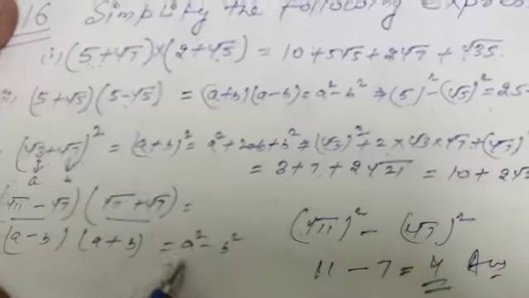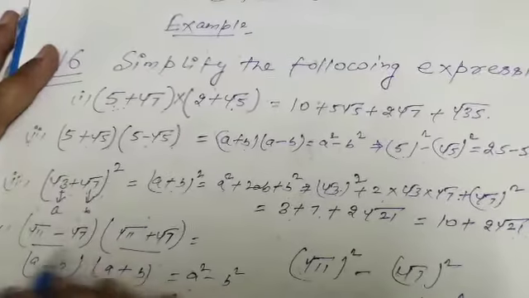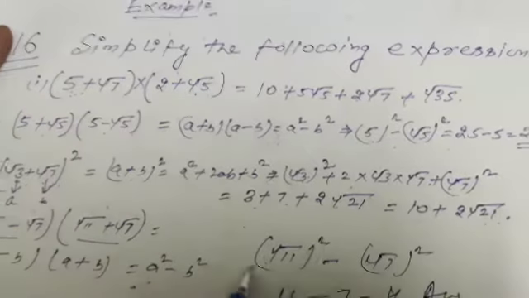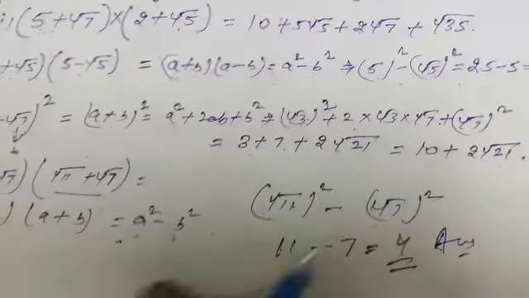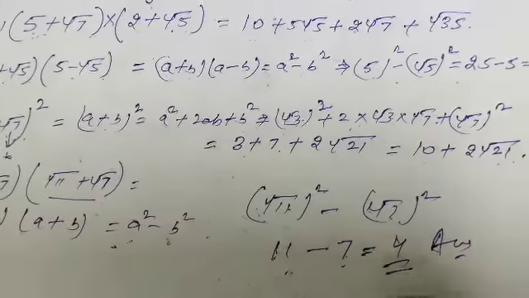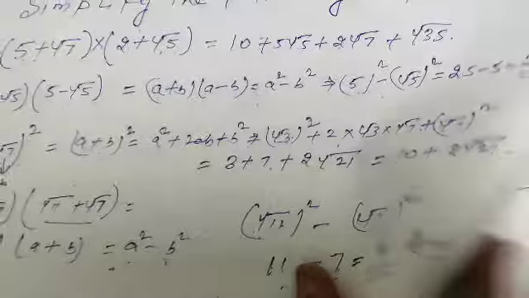We have done this formula in example number 2. Same we are applying here also in question 16 part 4. a square minus b square. Root 11 square is 11 minus root 7 square is 7. When we subtract 7 from 11, what is the answer? Over here, 4. Let us move to example number 17.